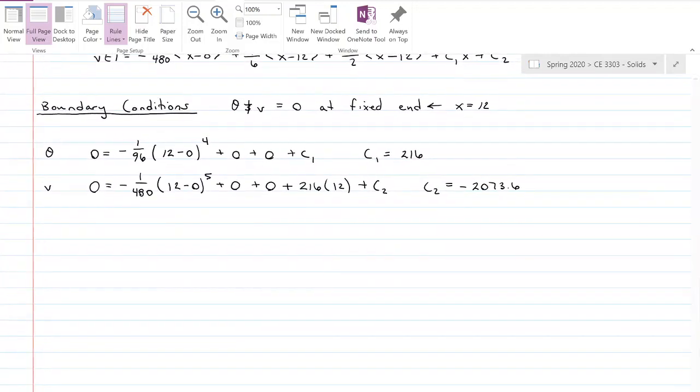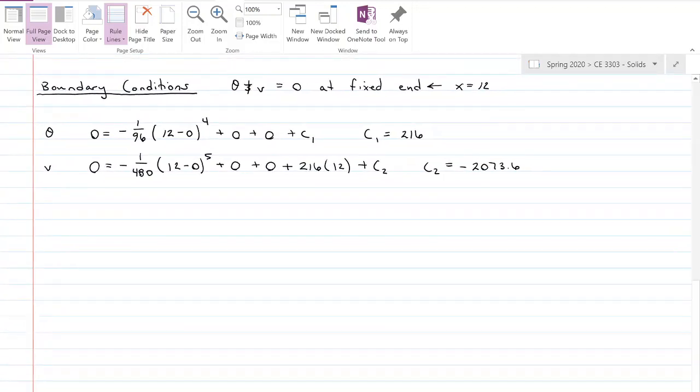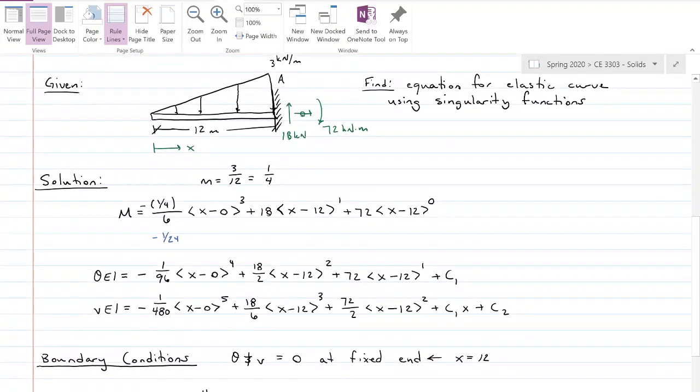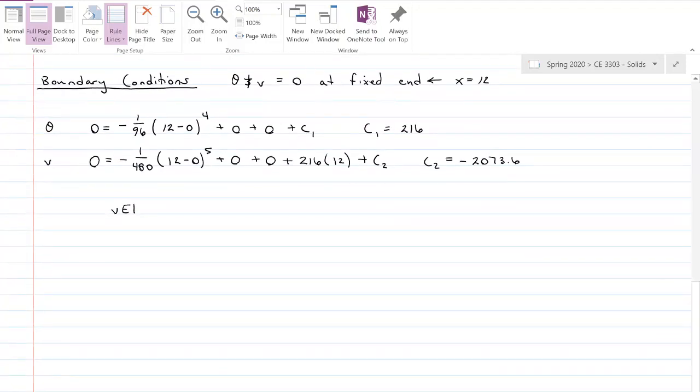All right, so cleaning this up for my final answer, I would say vEI. Do I want both equations or just the equation for the elastic curve? Okay, vEI is equal to negative 1 over 480 times x minus 0 to the 5th, plus 216x minus 2073.6, and this will still be in kilonewton meters cubed. This is my answer. Let's see if I can box that in.